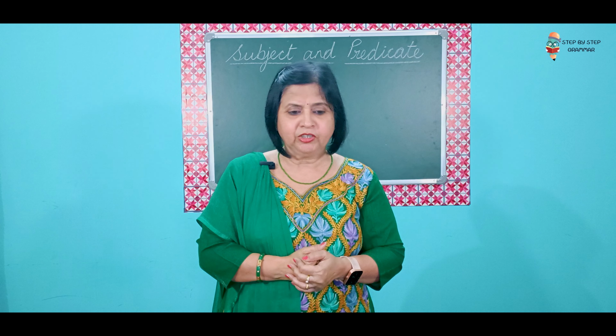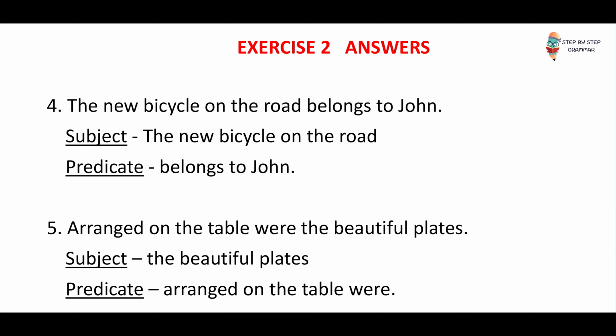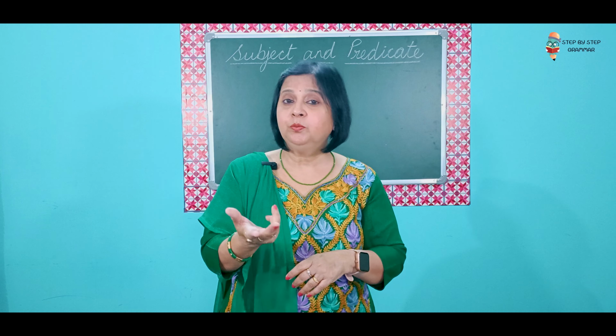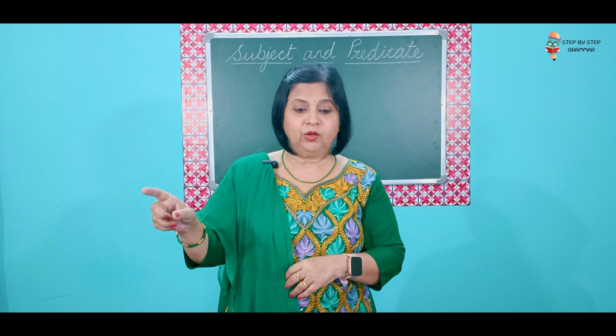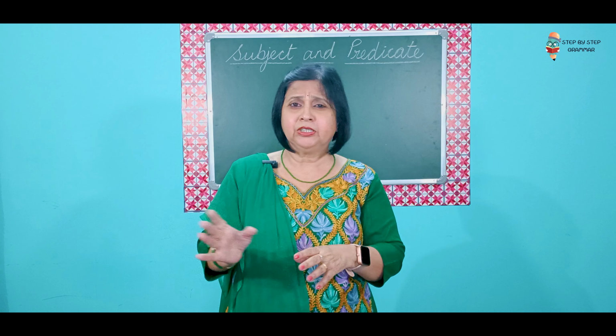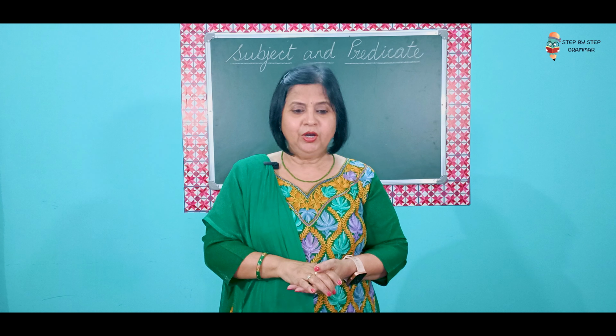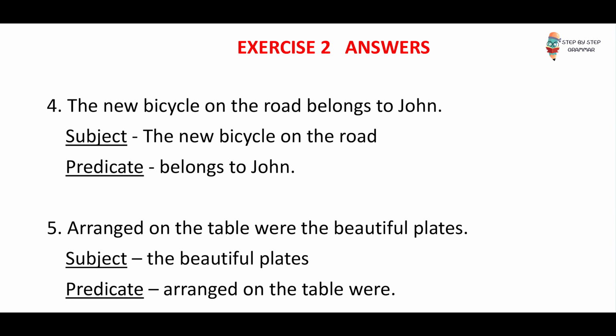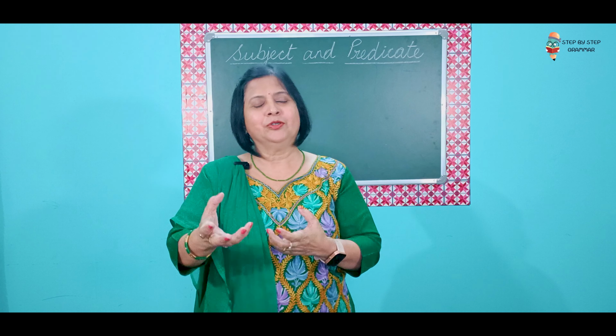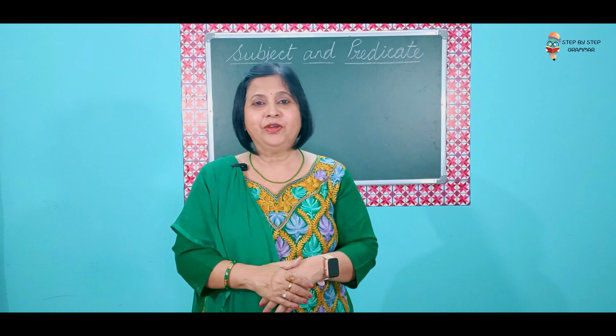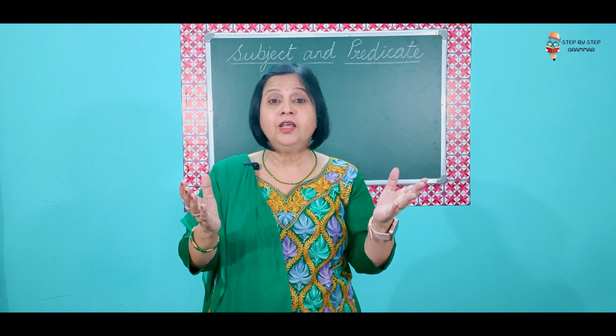Next one, again in the same way, the new bicycle on the road belongs to John. Pick up the word belongs. What belongs to John? The new bicycle on the road. We are not talking about any bicycle or any new bicycle, but specifically about the new bicycle on the road. Arranged on the table were the beautiful plates. Here we have the subject coming at the end, to give it more effect, as if we went in somewhere and found the beautiful plates arranged on the table.